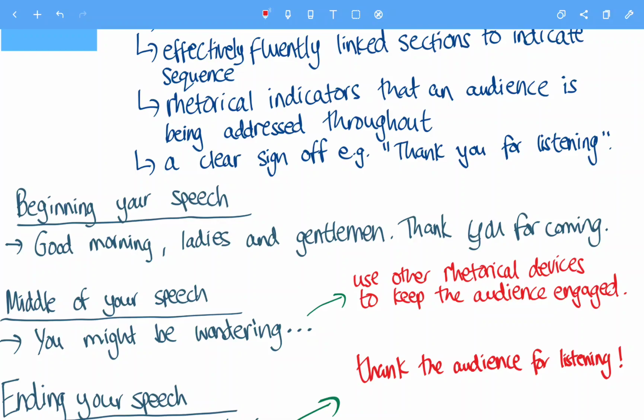What would you do towards the middle of your speech? You may use something along the lines of, you might be wondering, ... So here you are using other rhetorical devices to keep the audience engaged. So here you may want to use examples of a rhetorical question. You may want to use repetition, and you may also want to use some direct address.